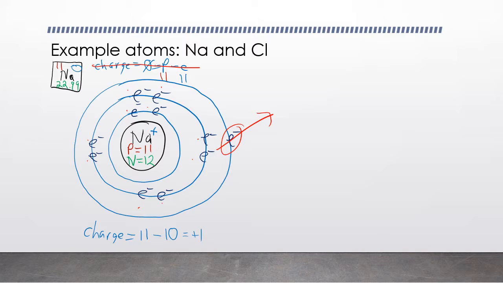Okay. Now, on to chloride. So we have chlorine over here, and chlorine's periodic table square looks like this. It's got an atomic number of 17, and it's got an atomic mass of 35.45.